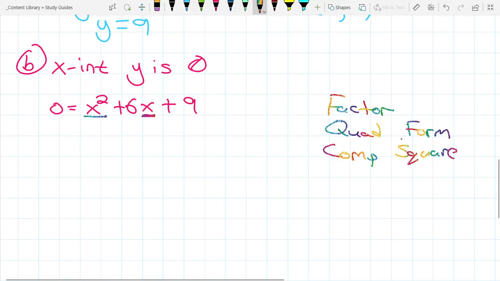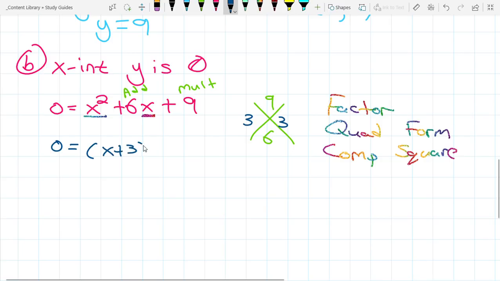We want to pick the easiest, so we always look for factoring. So if we could factor, this is a diamond, we're looking for what would add to give you 6 and multiply to give you a 9. And there are two numbers that do that, 3 and 3. So 0 is equal to x plus 3 times x plus 3.